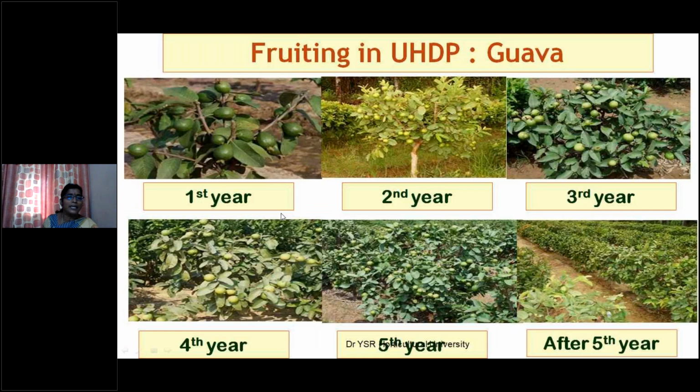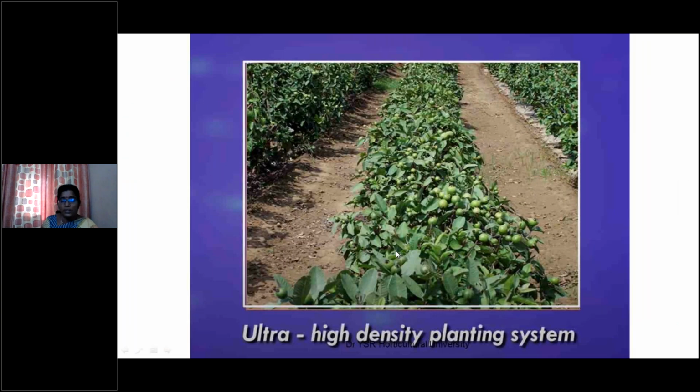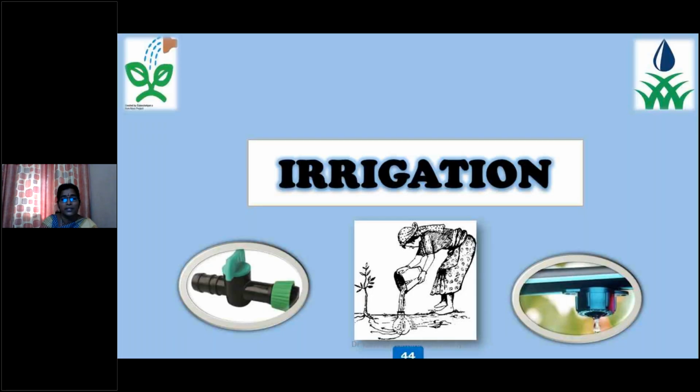So you will get 12 tons of fruits per hectare in the first year itself, and this is how the plant looks in the second year, third year, fourth year and fifth year. Then after the fifth year we have to do back pruning, and remove 50% of the entire growth of the plant. So this is the plant, high density orchard, ultra high density orchard.